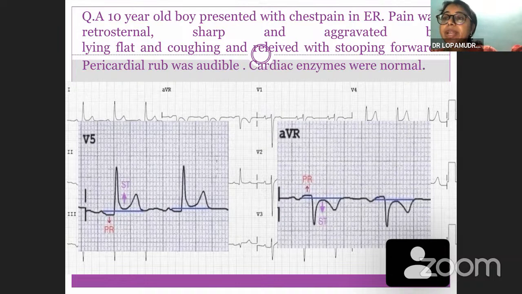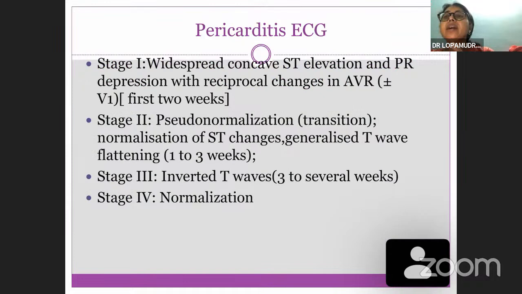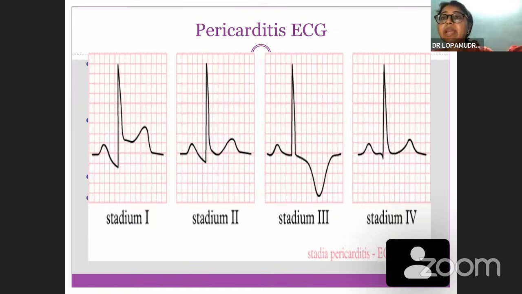And if, along with that, the enzymes are higher, then it may be a case of acute myopericarditis. So how do we differentiate pericarditis from other STEMI? There will be some evolving changes. Initially the ST elevation will be there, but gradually the ST comes down and then there will be T wave inversion, and in stage 4 it will normalize.